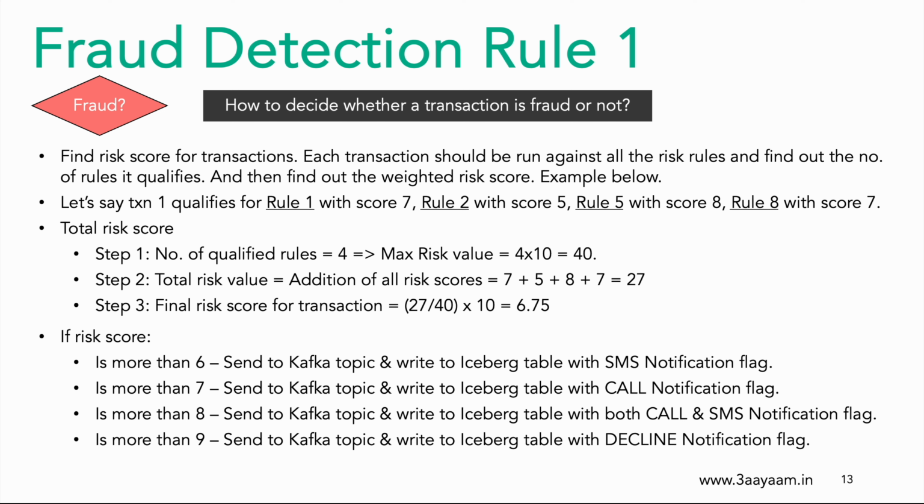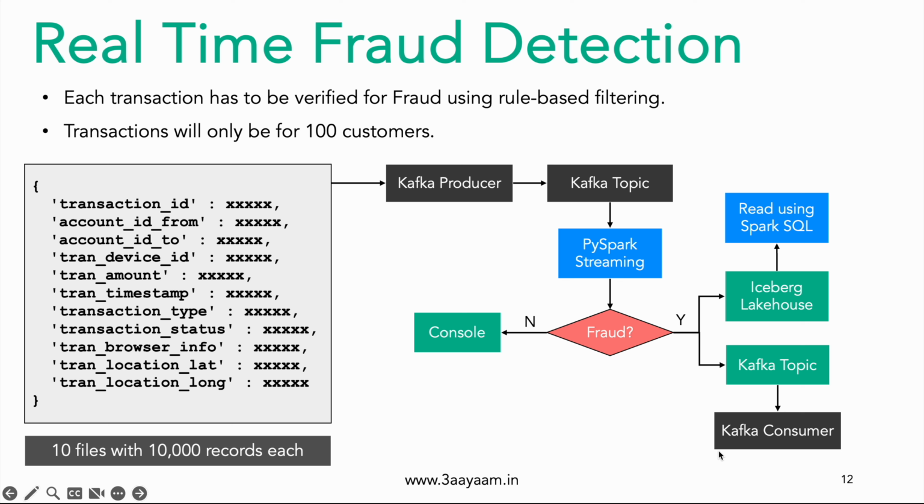If the final risk score for the transaction is more than 7, you'll have to send it to both Kafka topic and Iceberg with call notification flag. And from there, you can write a Kafka consumer that I've shown you in the previous slide. This is the Kafka consumer. You'll have to send it to the Kafka topic from PySpark. And if it is an SMS flag, then you can use this Kafka consumer to send the notification to your phone. If it is a call flag, then you can use the same Kafka consumer to make a call to your phone. Again, you can choose not to do so also. If you want, you can do it. But at least send it to the Kafka topic. That is the minimum requirement.